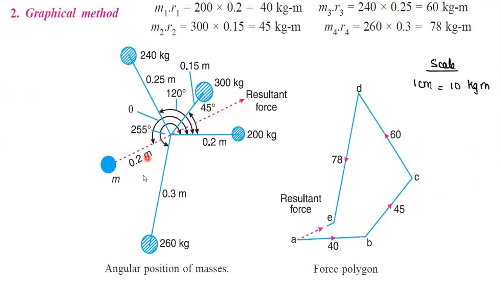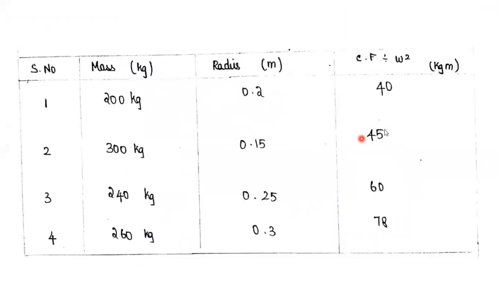Don't draw this m, as we need to determine it. After solving, we will be plotting it here. The resultant we will have here, and opposite to it will be the balancing mass. Opposite to the resultant will be the value of the masses. First of all, we need to set the values, as we already got them in the tabular column. So in the tabular column we have the values.